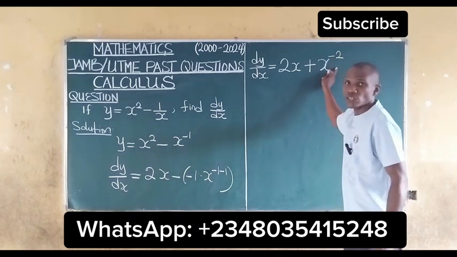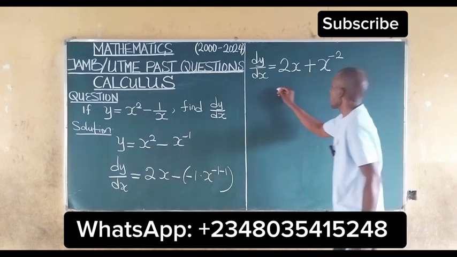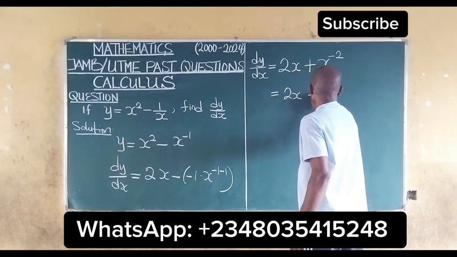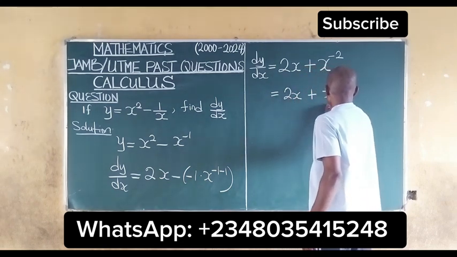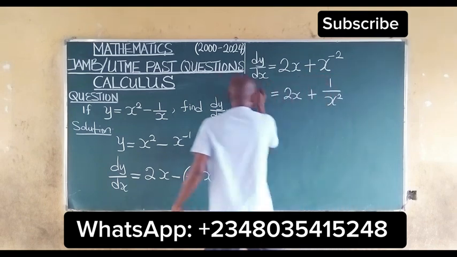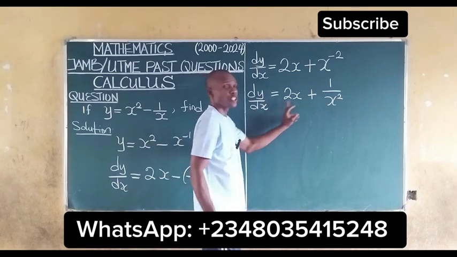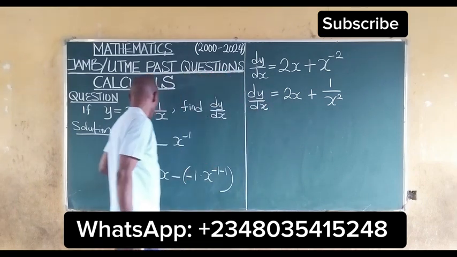And from indices, we can rewrite this properly. So we have our dy/dx to be (2x plus 1) all over x squared. So we have succeeded in differentiating this. So this becomes the answer to the given question.